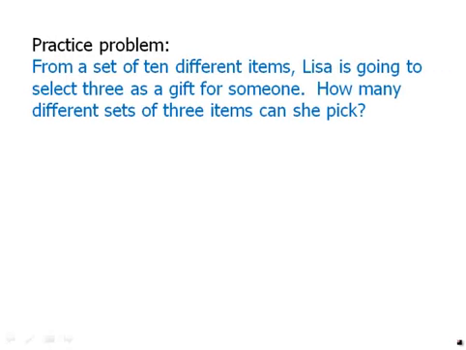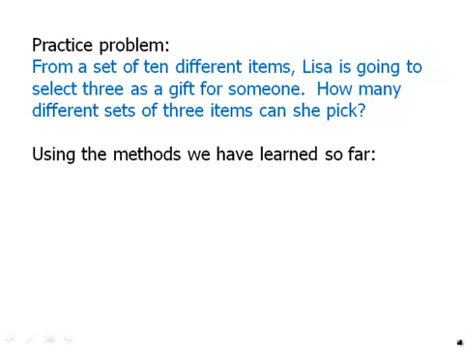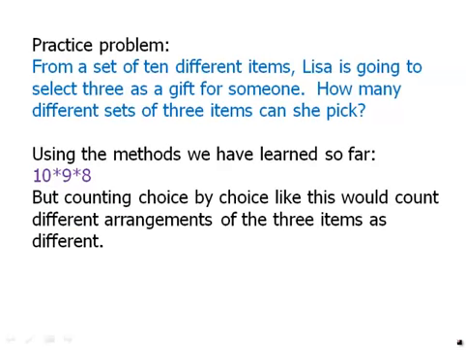Here's another practice problem. Pause the video and then we'll talk about this. Okay, from a set of 10 different items, Lisa is going to select 3 as a gift for someone. How many different sets of 3 items can she pick? Using the methods we have learned so far, we might think 10 times 9 times 8. The trouble is, by counting choice by choice like this, we would count different arrangements of the 3 items as different. In other words, if one of the items is a watch, one is a ring, and one is a necklace, it doesn't actually matter.